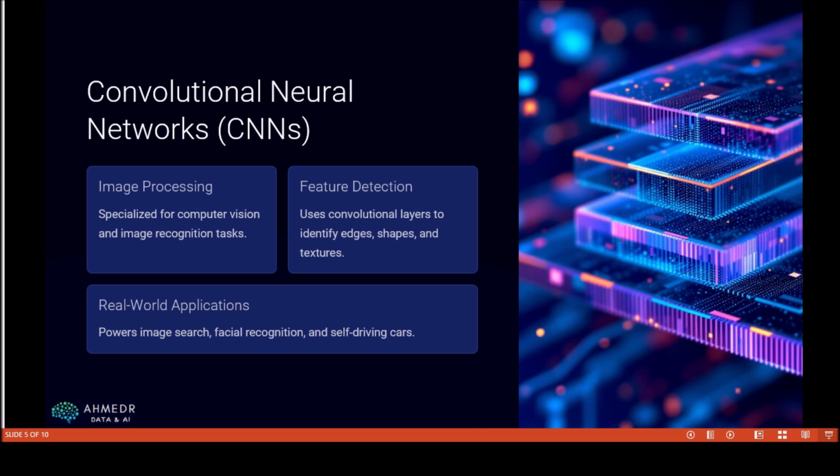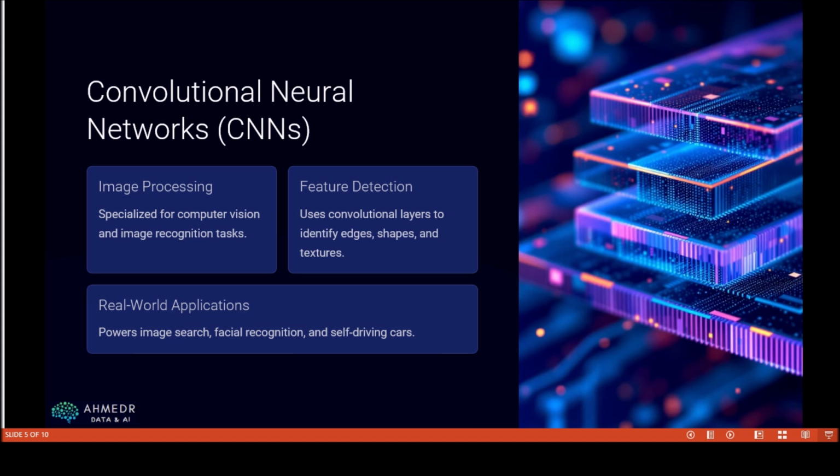Let's talk now about the different types of neural networks. Now that we have understood the basics of artificial neural networks, let's look into three main types of neural networks used in deep learning. Each is specialized for different kinds of data and tasks. The first one is the convolutional neural network. These are primarily used for image recognition and computer vision tasks.